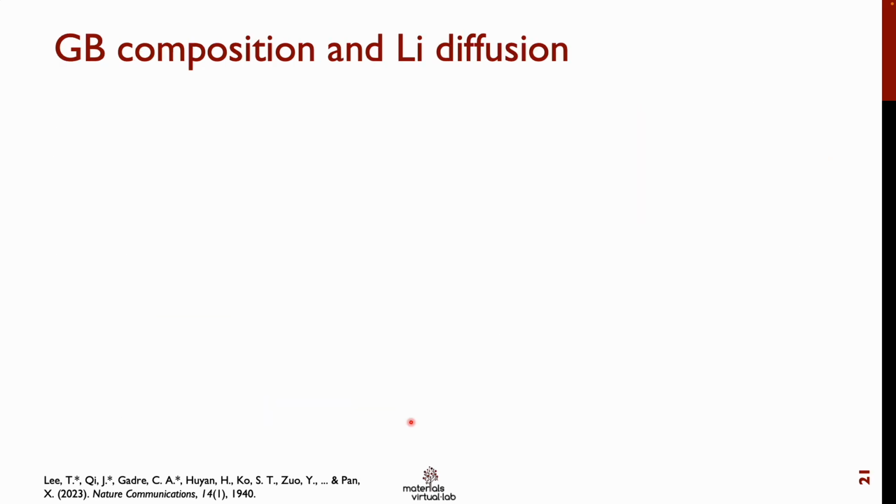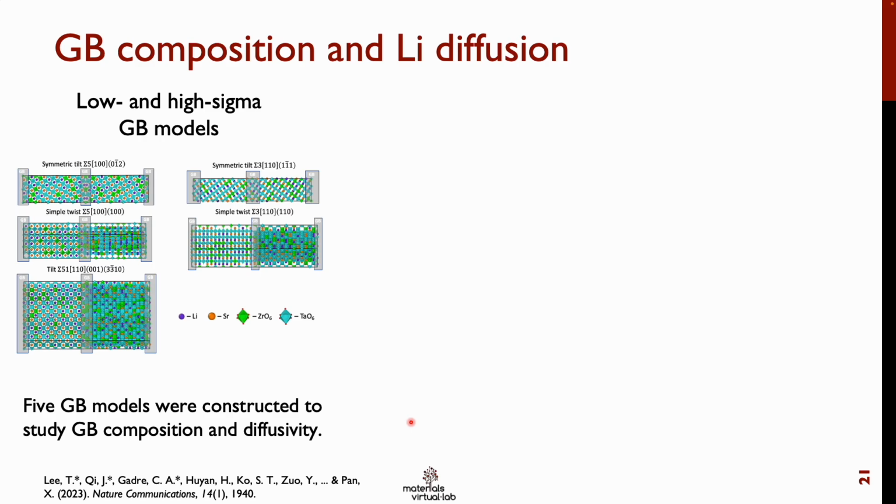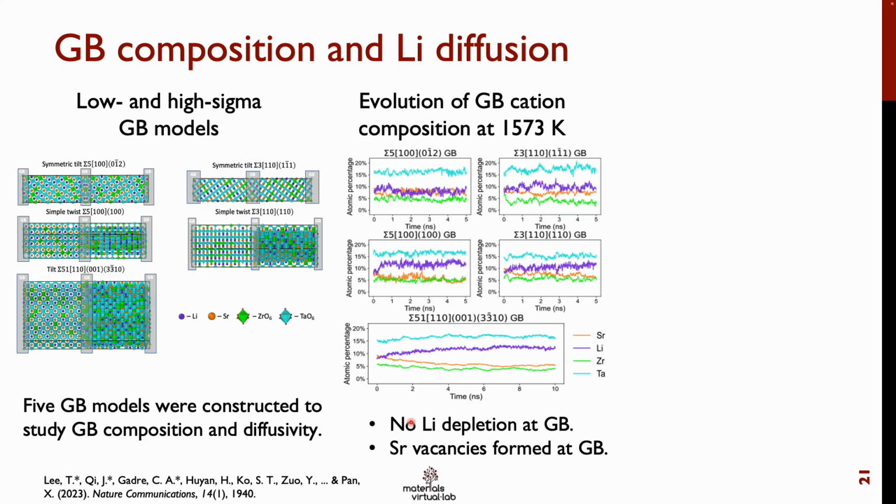So then we move on to study the grain boundaries. We have 5 grain boundaries with low sigma and high sigma values, and we performed MCMD simulation to allow atom swaps at 1573 Kelvin, which is the experimental calcination temperature. Interestingly, here we clearly see that there's a slight increase in the lithium concentration at the grain boundary region, while for strontium, there is a decrease in the grain boundary composition.